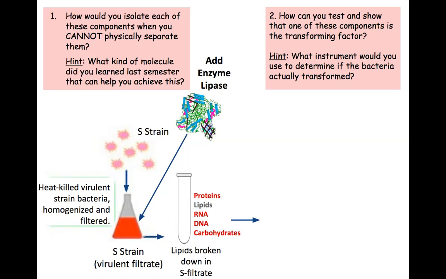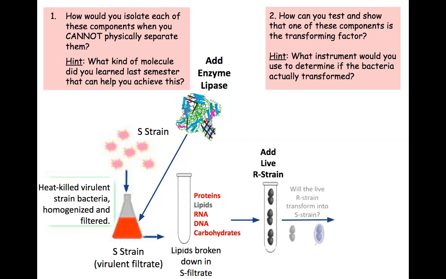Then you add the enzyme lipase into it. And when you add the lipase, you remove the normal functions of lipid. You destroy it. You prevent it from doing its normal thing, leaving behind 4 other molecules that are still in their active state, supposedly in their normal function. Then you add the live rough strain bacteria into that same test tube containing the 4 remaining components that are still functional. Then you wait and watch to see if the live strain will be transformed into a smooth strain.